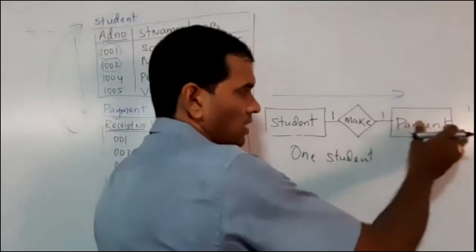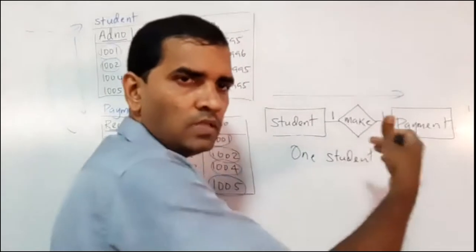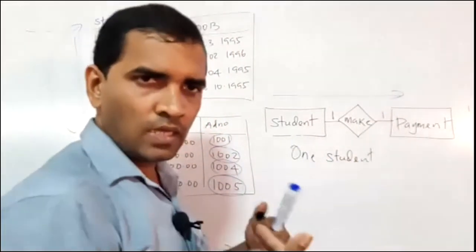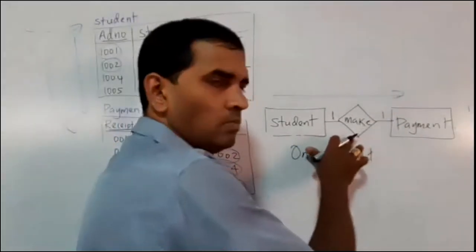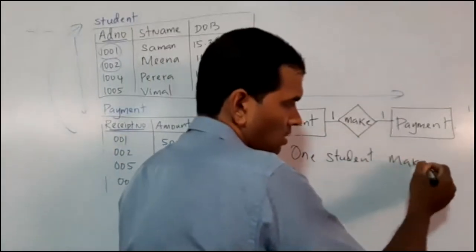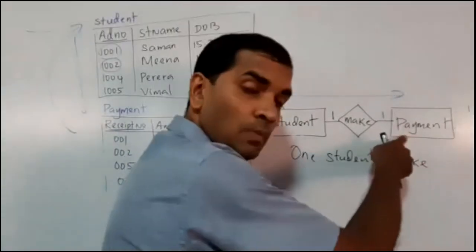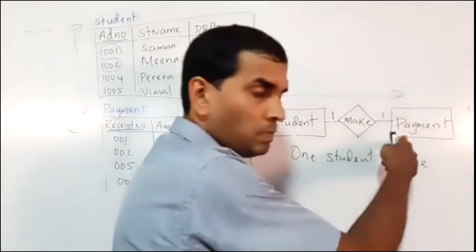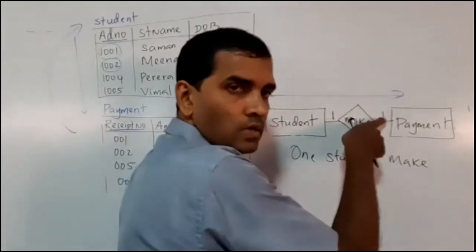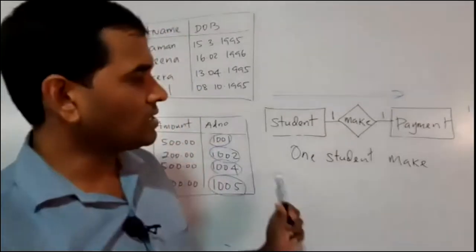What is the connection between them? Or in which manner are they related or connected? They are connected. Make. So one student can make, right? One student can make. What is their payment, right? What is their payment? But note there is a one. Now complete the sentence. Can anyone complete the sentence?